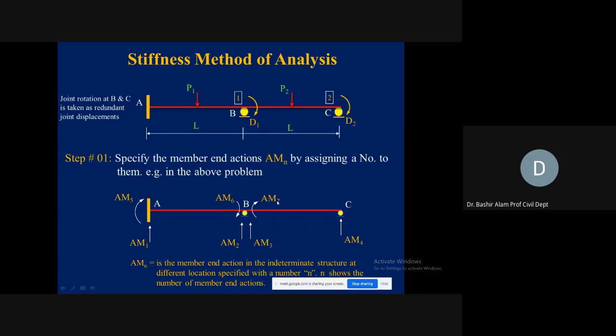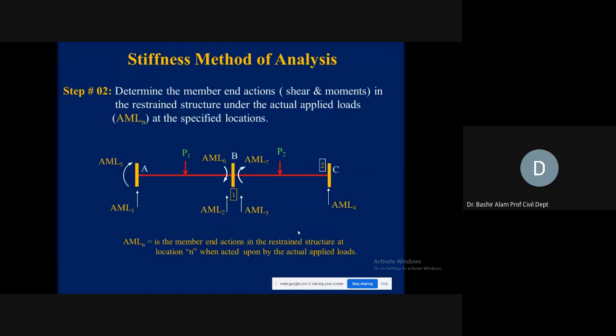But for calculation purposes, we want to see whether they are matching or not. So AMN, this is the member end action in the kinematically indeterminate structure at different locations. N is now the numbering 1, 2, 3, and so on. So corresponding to this, now we need to pick AML values.